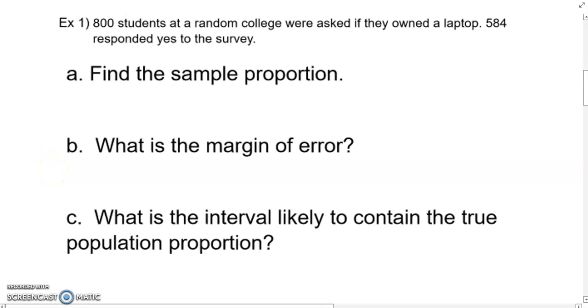So in this problem, it says 800 students, that's going to be our N, that's the number surveyed, at a random college were asked if they own a laptop. 584 responded yes to the survey. So this is that X value that I was looking at in the last problem. To find our sample proportion, I'm going to simply take X divided by N, or the number of favorable outcomes divided by the total number. So in this case, I get 584 divided by 800.